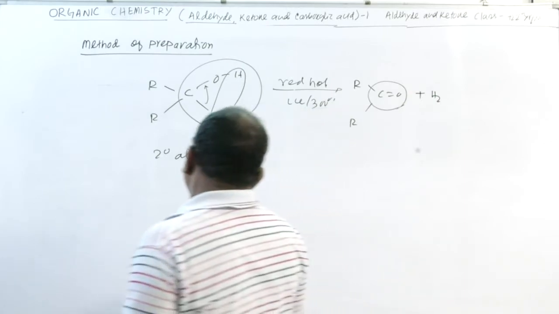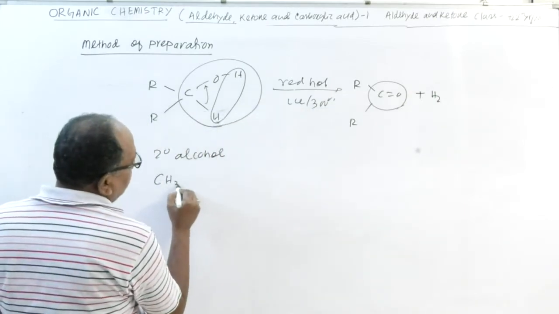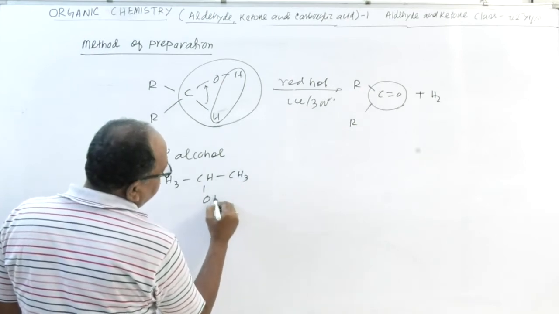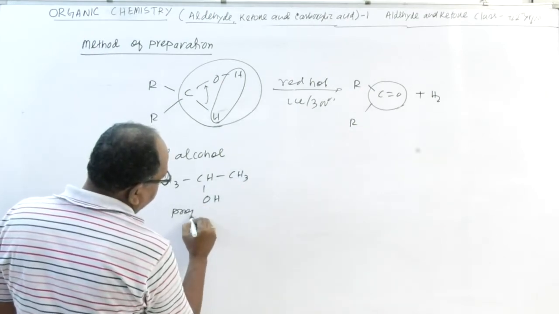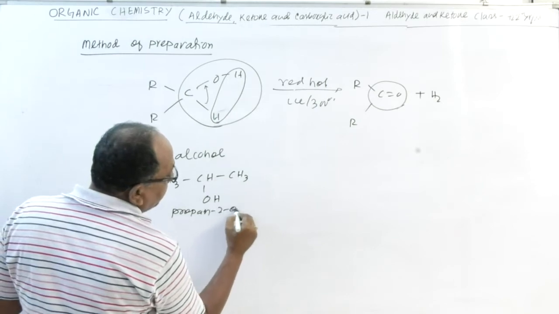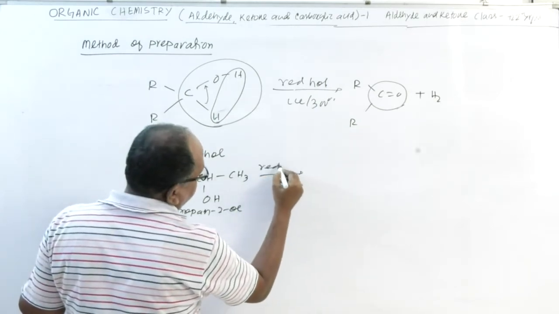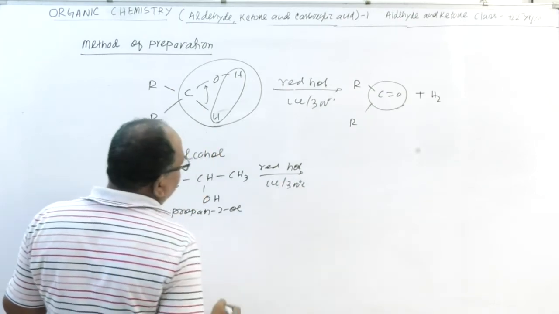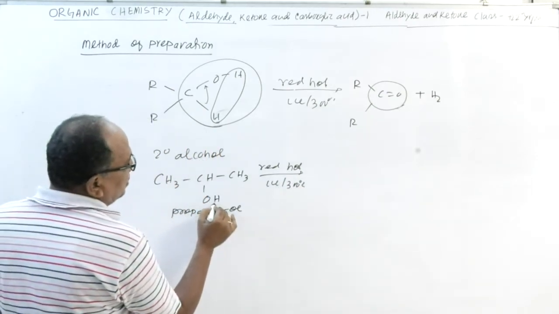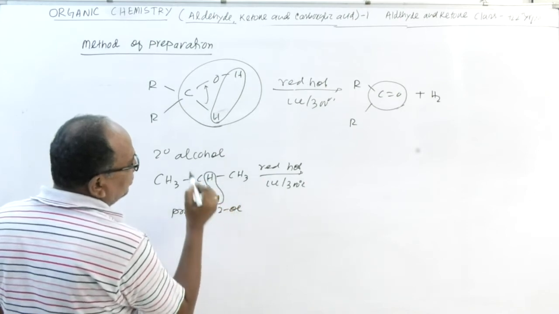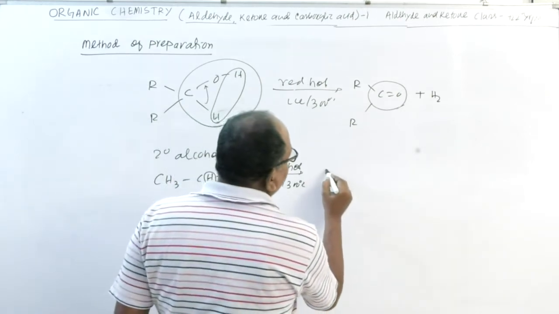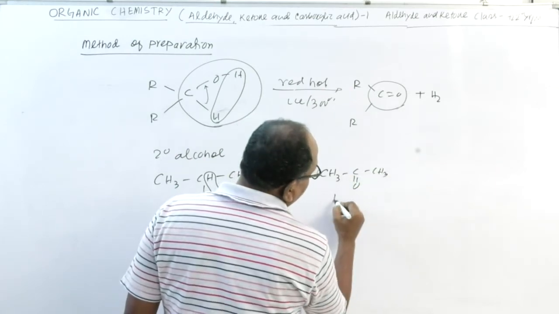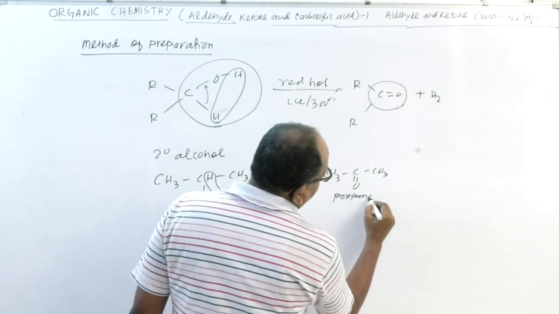Suppose you take propan-2-ol and pass it over red hot copper at 300 degrees C. It loses a molecule of hydrogen, so it becomes CH3COCH3. Yes, this is your propanone.